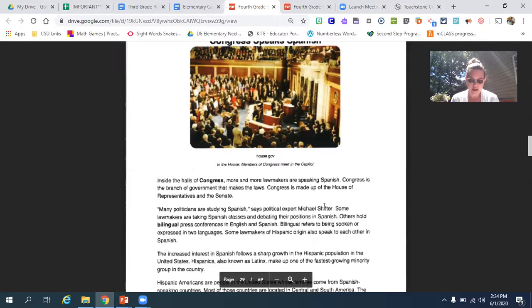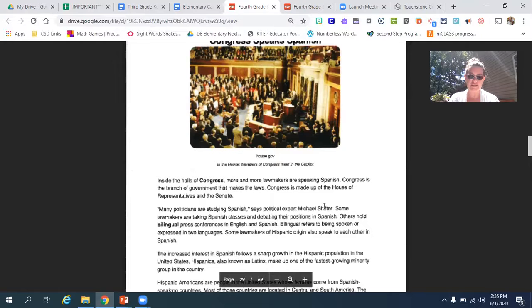So inside the halls of Congress, more and more lawmakers are speaking Spanish. Congress is a branch of government that makes the laws. Congress is made up of the House of Representatives and the Senate. Many politicians are studying Spanish, says political expert Michael Shifter. Some lawmakers are taking Spanish classes and debating their positions in Spanish. Others hold bilingual press conferences in English and in Spanish. Bilingual refers to being spoken or expressed in 2 languages. Some lawmakers of Hispanic origin also speak to each other in Spanish.